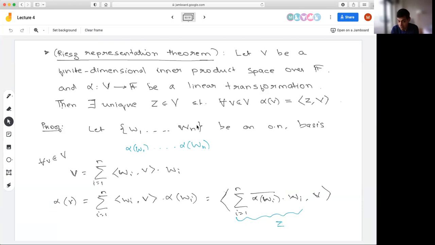It does not depend on V, it just depends on the values of the linear transformation on the basis elements. And this is uniquely defined, and it has the property that alpha of V is just the inner product of Z with V, and this is just a consequence of the properties we had for inner products. Okay.